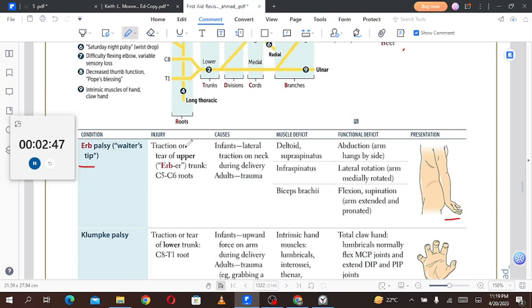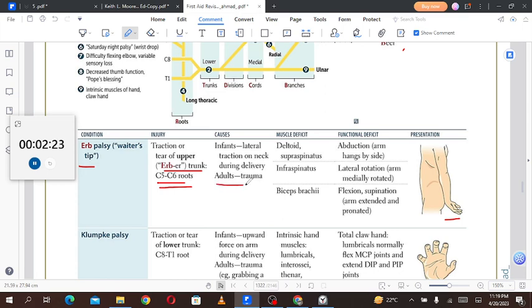So the traction or tear of the upper trunk, C5 to C6 roots, in infants may be caused by lateral traction on the neck during delivery, because there was some forced delivery and we were pulling the neck outside, and the angle between the neck and the shoulder was increased. That resulted in the traction or damage to the upper trunk of the brachial plexus.